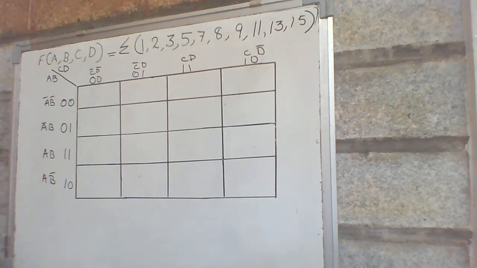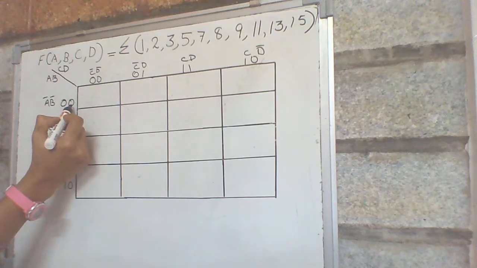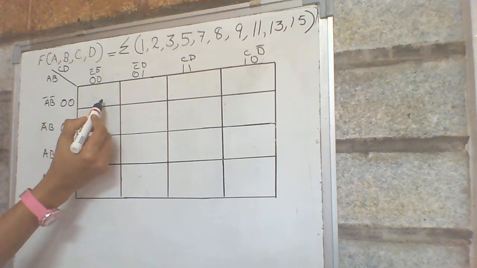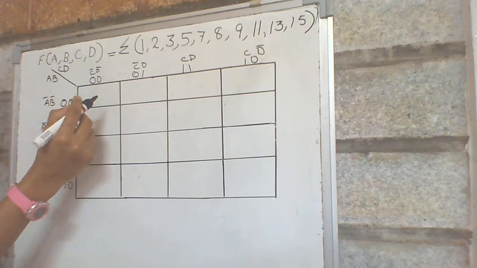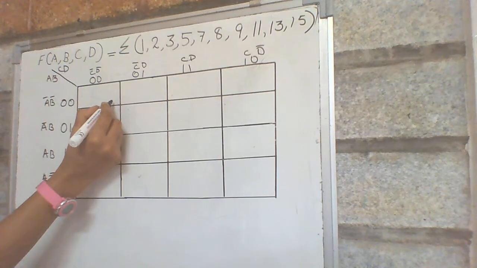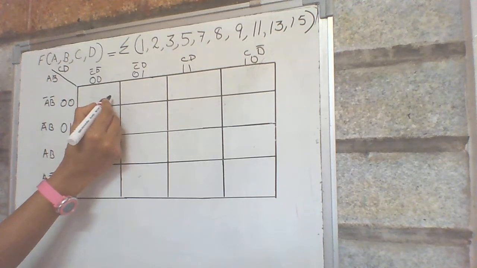Then what is the next step? We need to write the numbers 0 to 15. How to write them? Consider the first cell: the left side is 0, 0 and the top side is 0, 0. So this cell means 0, 0, 0, 0, which is decimal 0. You have to write that number at the bottom right corner in small size with a pencil.